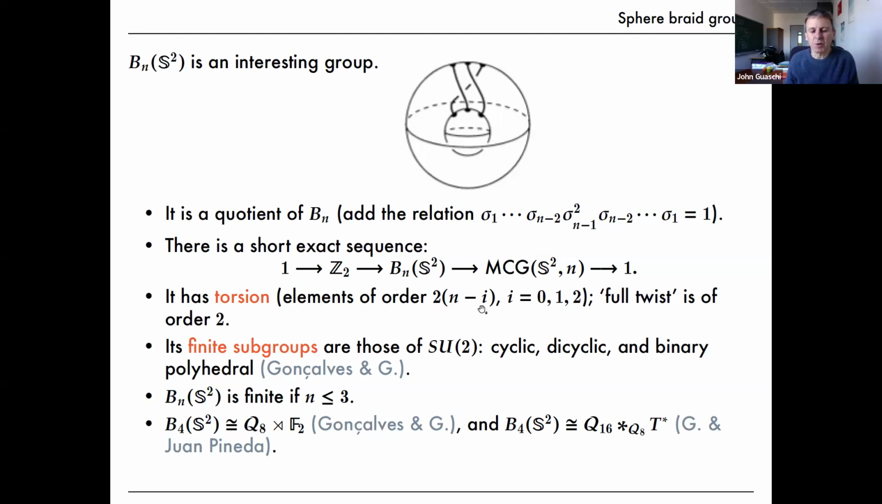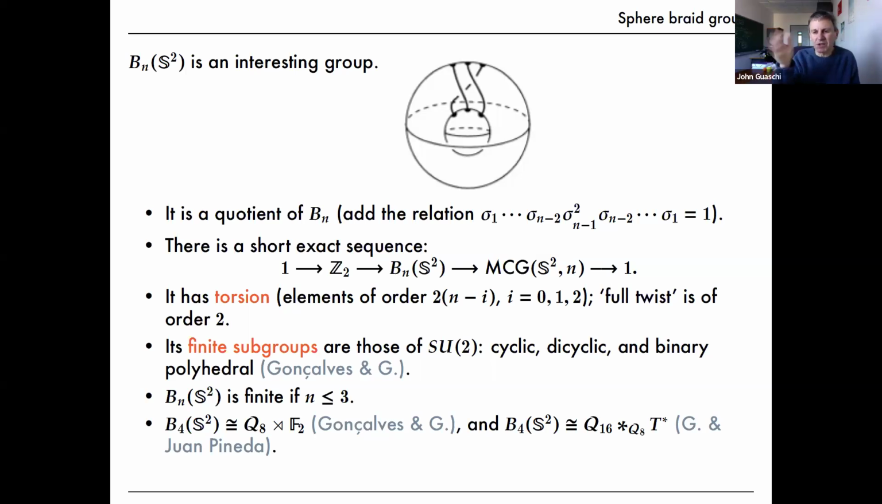n minus i points of your endpoints equally spaced on the equator. And then you put i points at the pole. So if i is 0, well, there are no points. If i is 1, you put the remaining point at the pole. And if i is 2, you put the remaining 2 points, 1 at each pole.